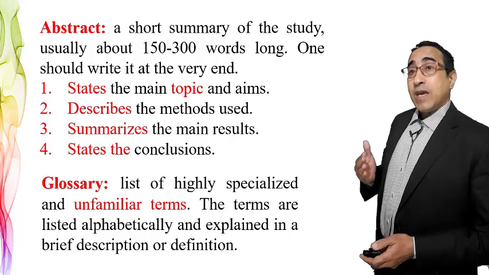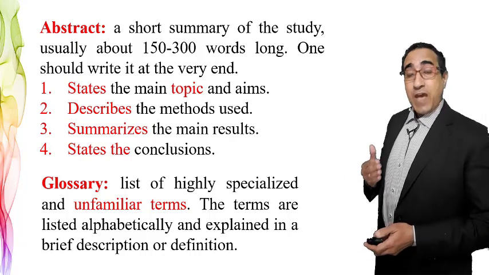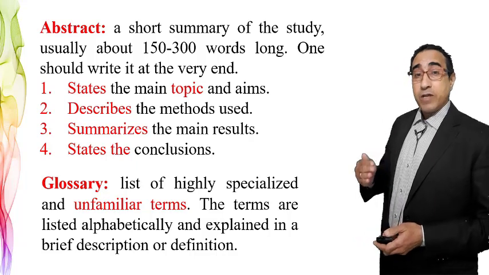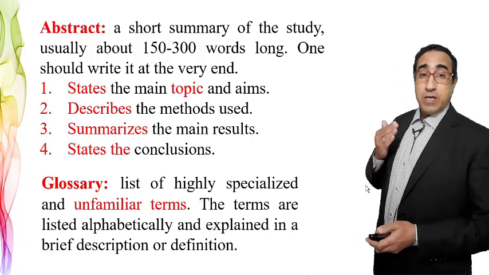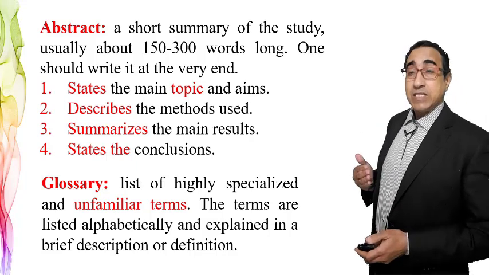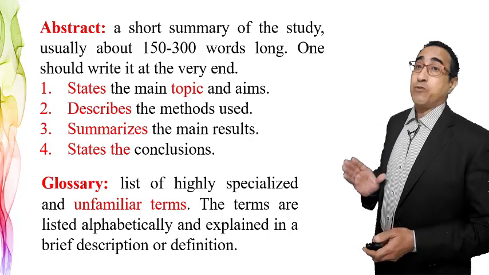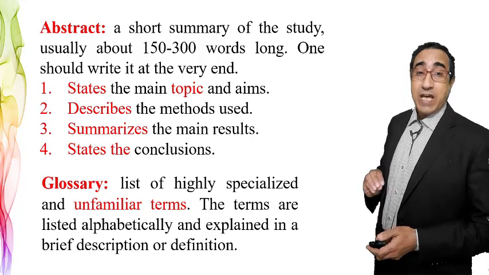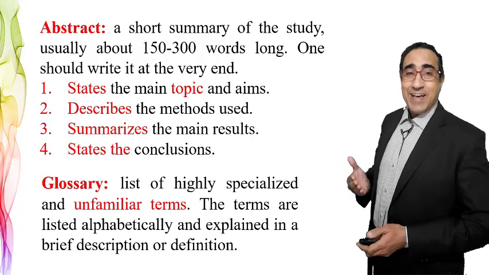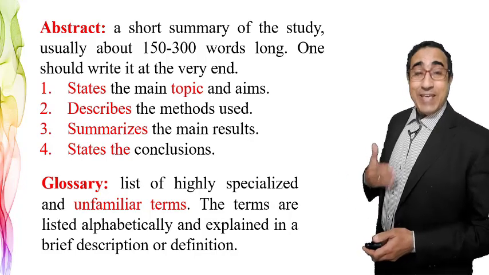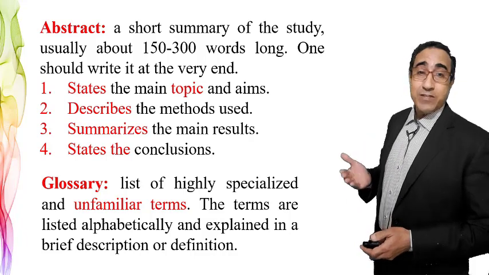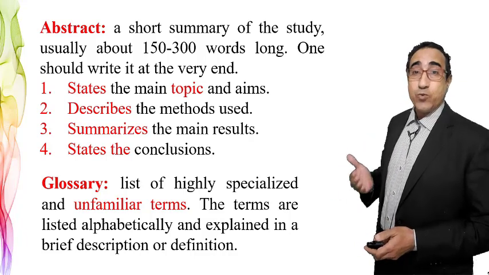Now we come to the abstract, and it is very important. It is an important part of the paper. What is that, this abstract? It is a short summary. It is a summary of the study, but it refers to everything included in the paper. Usually about 150 to 300 words long.